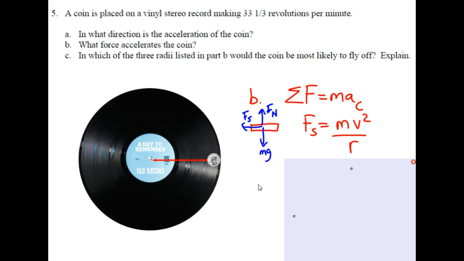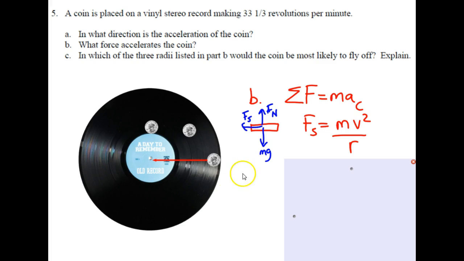C, in which of the three radii listed in part B would the coin be most likely to fly off? Explain. Difficult question to answer because there were no radii listed in part B. So let me help you out here. We'll let this radius be one of the three radii, and we'll just put the coin at two different other spots. Let's suppose we put it here, kind of in the middle of the vinyl part, and let's put it here, kind of on the very edge where the center of the record is. Okay, we'll move this one out a little bit. There we go. Three different radii here.